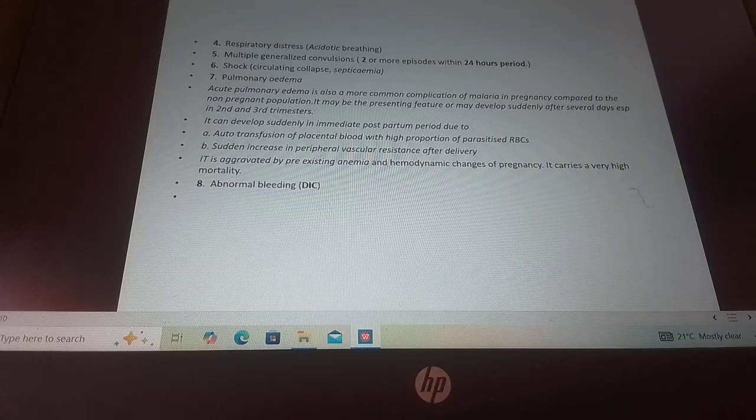Then we have pulmonary edema. This one is very common in pregnancy. So you must take note of it. It is very common.